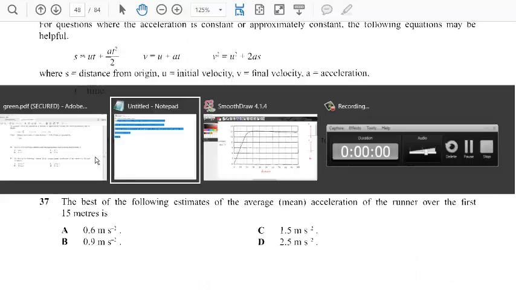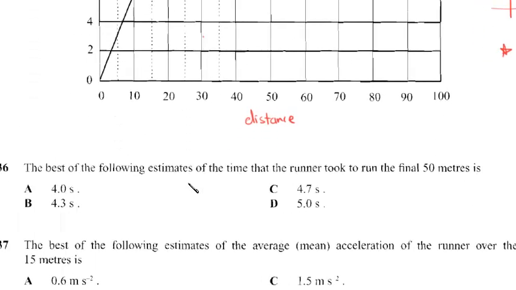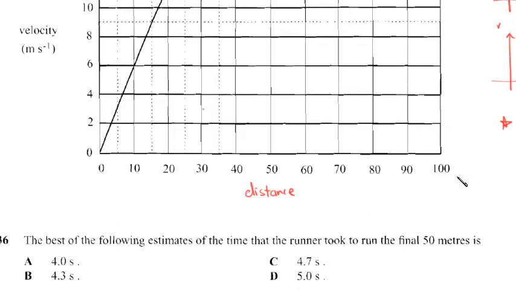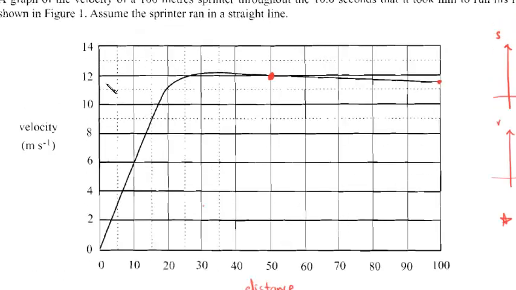So the question is, I'm going to go back to this one here. It's asking: the best of the following estimates of the time that the runner took to run the final 50 meters is. So the total race here is 100 meters. This is the first 50 meters, and this is the final 50 meters. So let's go up here, and that's the point right there. From there to there is the final 50 meters, right? And obviously, this doesn't have any time. The x-axis is distance, and the y-axis is velocity, so there is no time.